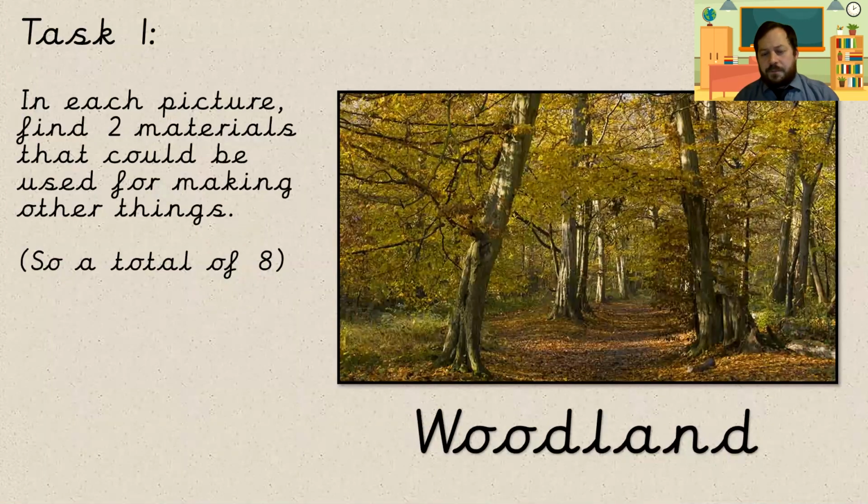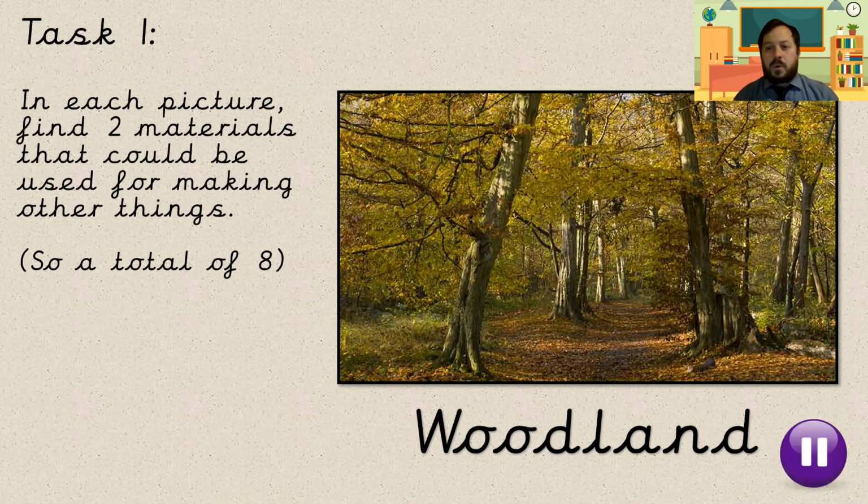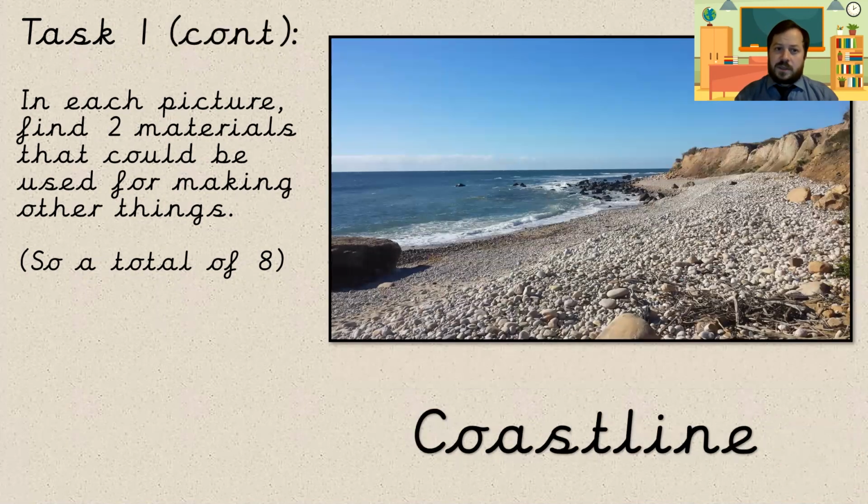So your first task is you're going to look at each of the images and you're going to try and identify two materials that would be used or could be used to make other things. So you're looking for 8 in total, 2 from each of the images. So have a look at this one, pause now and see what you can see in the picture that might be able to be used. Our second one is a coastline. Again, pause now, have a look to see what might be there.